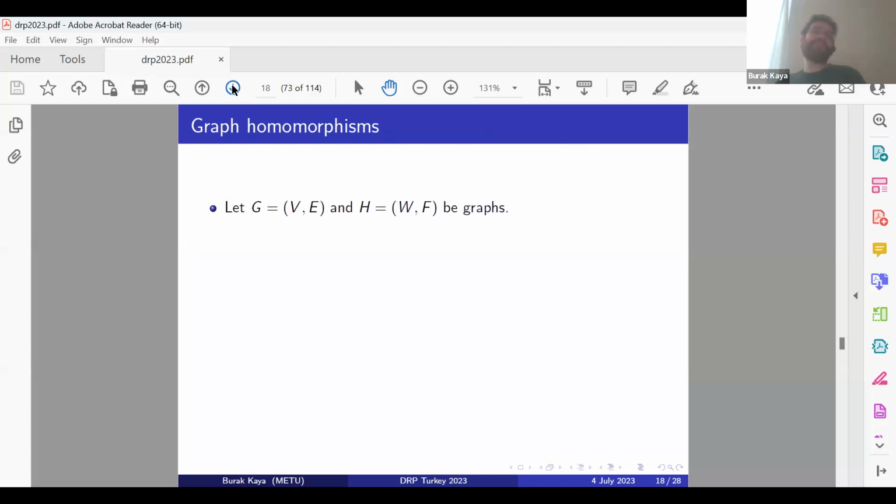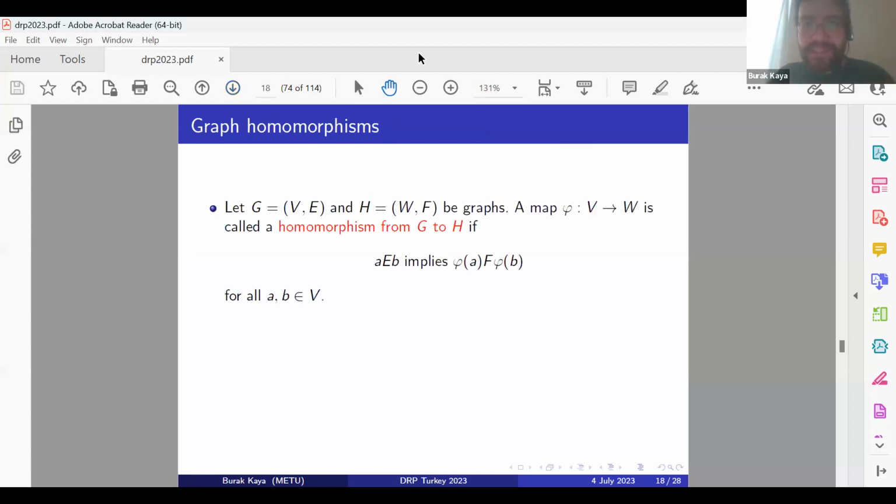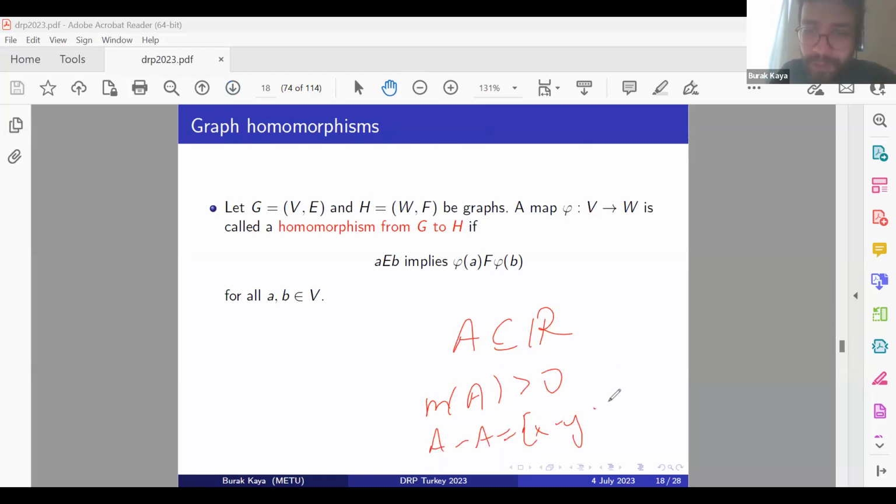Now, let's talk about graph isomorphism. A graph isomorphism means what you think it means, okay? Can you explain Steinhaus's theorem again? Steinhaus's theorem tells you this, literally. If you have a subset A of the real numbers, and if A has positive measure, then when you look at A minus A, which is just x minus y where x and y come from A, this thing contains an interval around 0, okay? This is literally the statement of Steinhaus's theorem.